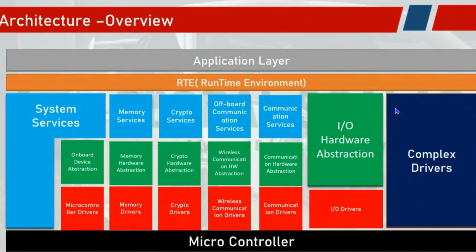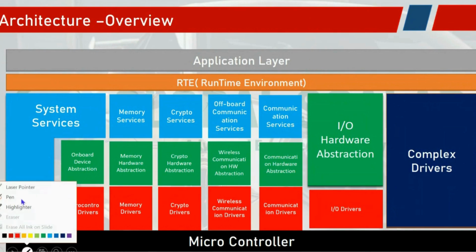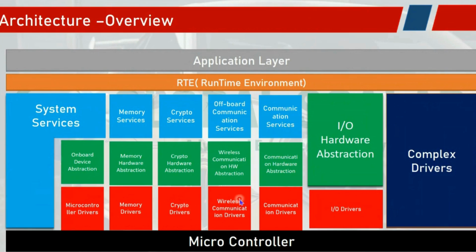This is the overview of the architecture layers. So in detail, we have the microcontroller. On top of that we have the MCAL. The MCAL has the microcontroller drivers, memory drivers, crypto drivers, wireless drivers, and communication drivers. Then we have the ECU abstraction layer: onboard device abstraction, memory hardware abstraction, crypto hardware abstraction, wireless communication, communication hardware abstraction, and IO hardware abstraction. And we have the services layer. It has the system services, memory services, crypto services, and off-board diagnostic services.